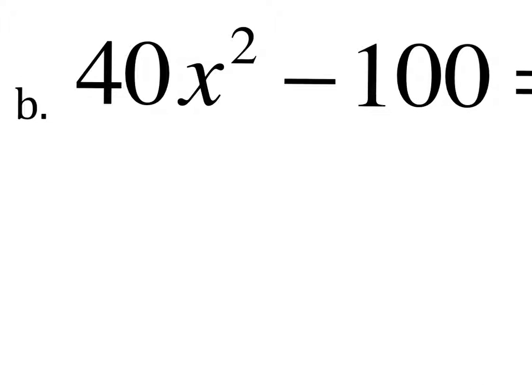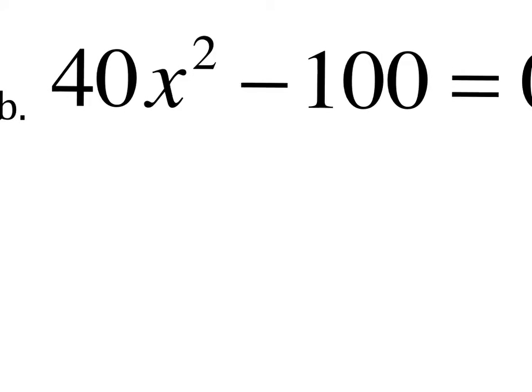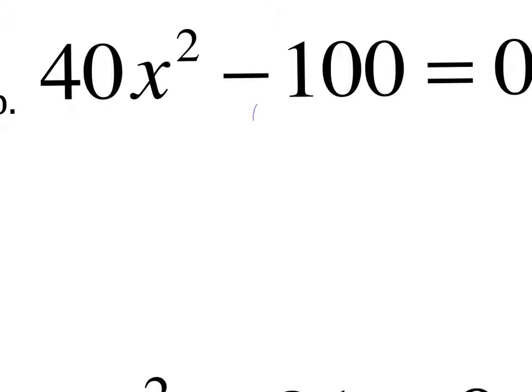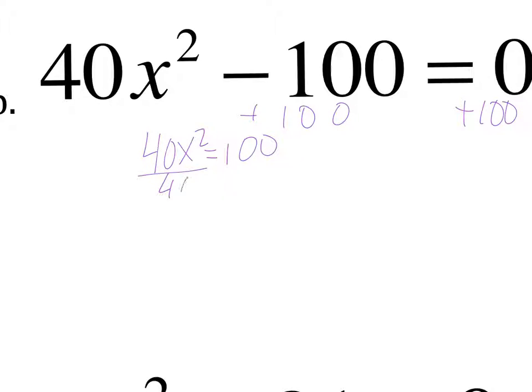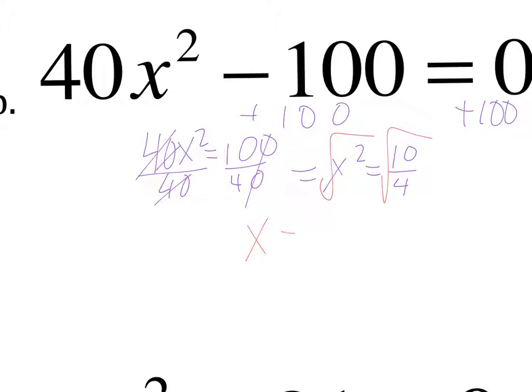Okay, next up, we've got 40x squared minus 100 is equal to 0. I'm going to zoom out a little bit so we can see that 0. I'm going to add 100 to both sides. 40x squared is equal to 100. Divide by 40. I got some stuff canceling out. And I get x squared is equal to 10 over 4. Take the square root of both sides. x is equal to plus or minus the square root of 10 over the square root of 4, which is plus or minus the square root of 10 over 2.